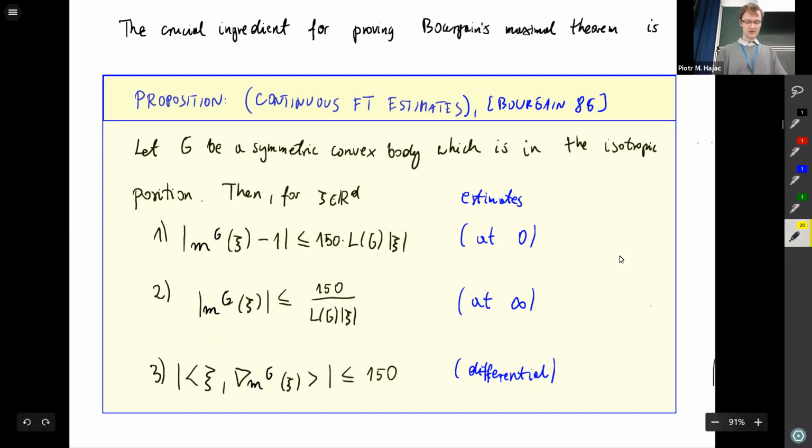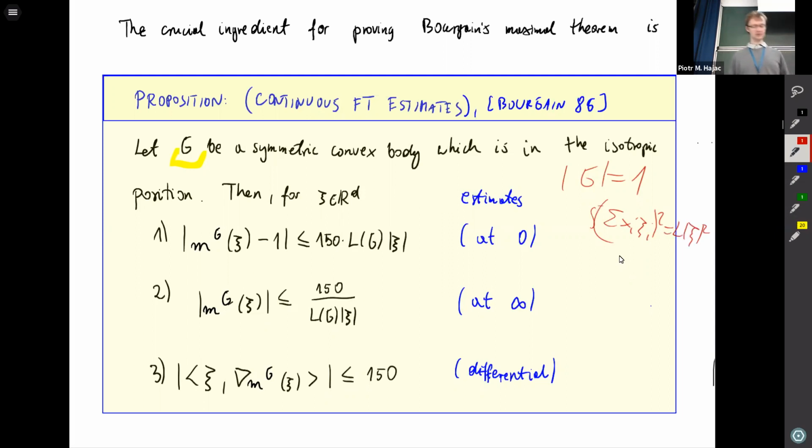Okay, so we take a symmetric convex body in the isotropic position, which means that, recall, the Lebesgue measure is 1, and the other condition is that the second moment equals L_G squared. And then it turns out that for all psi in R^d, you have three estimates. The first of them is at 0. At 0, I mean that it is important when psi is small. So when psi is small, m_G of psi minus 1 is controlled by a constant, which turns out to be at most 150, times the isotropic constant of the body, times the length of psi.